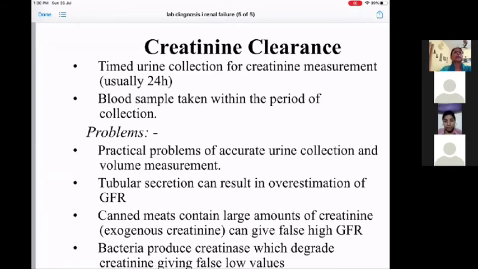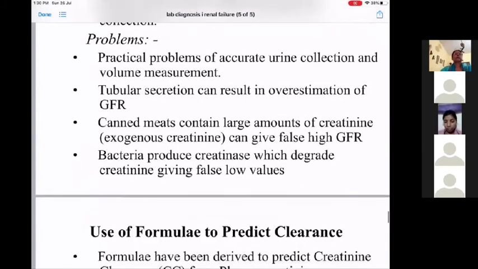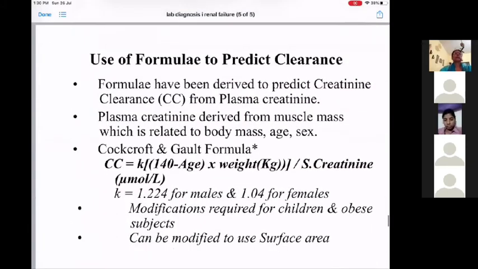Canned meats contain large amounts of creatinine, that is exogenous creatinine, which can give a false high GFR. If we take canned meat or other meat products, the GFR may be falsely high. And bacteria produce creatinase, an enzyme that causes lysis of creatinine, which also degrades creatinine levels, giving false low values. So this is not the ideal substance.